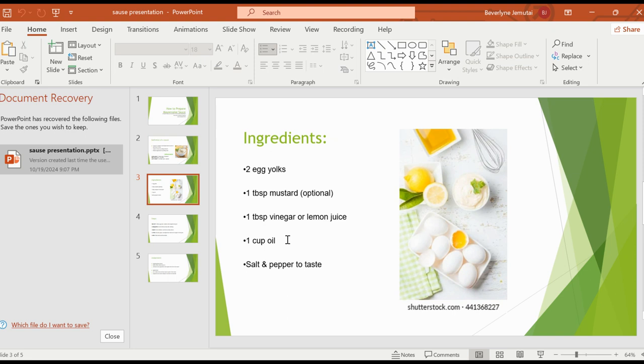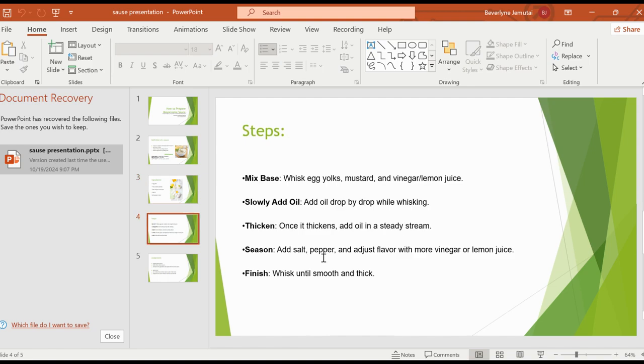You see, mustard is optional. You can use mustard, or you can use salt instead. But you cannot use vinegar and lemon at the same time. When you use vinegar, you don't use lemon. When you use vinegar, you just leave the other one. That's why it's vinegar or lemon. Okay?